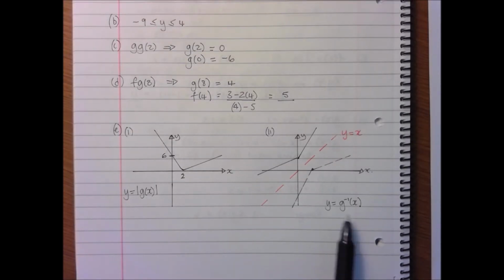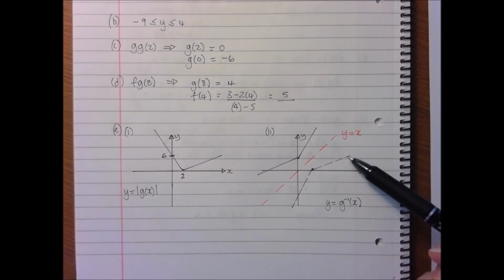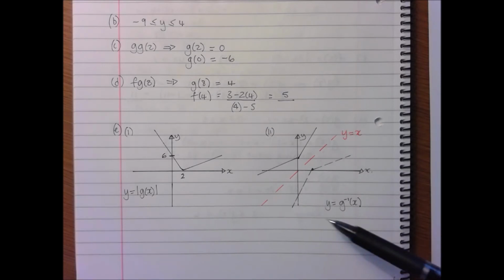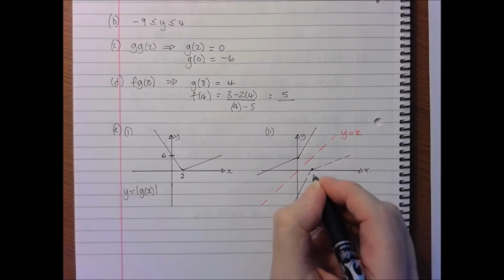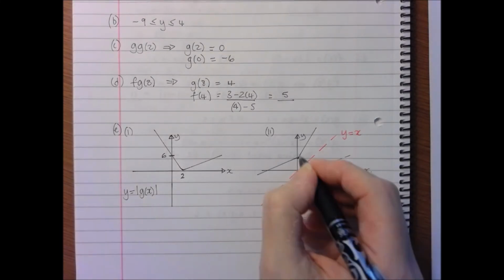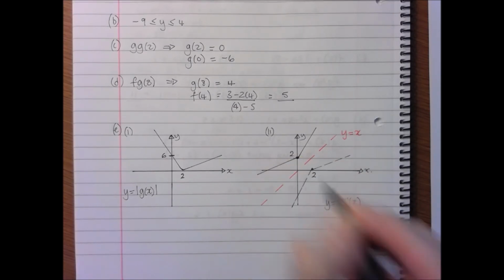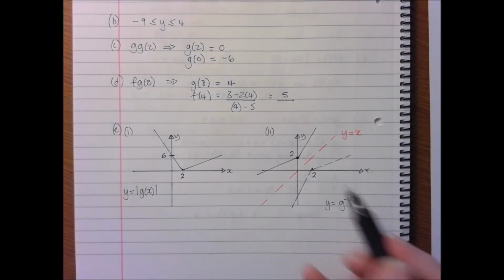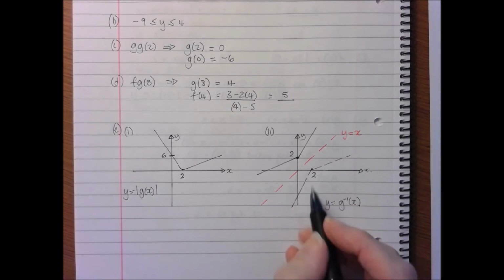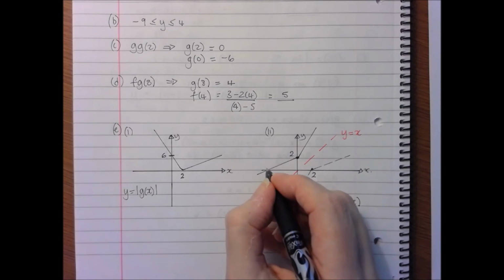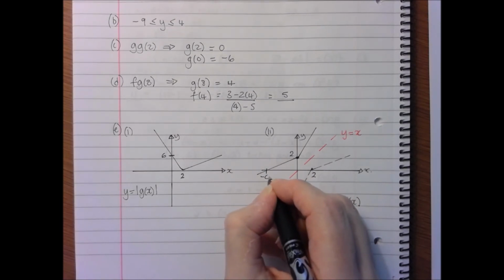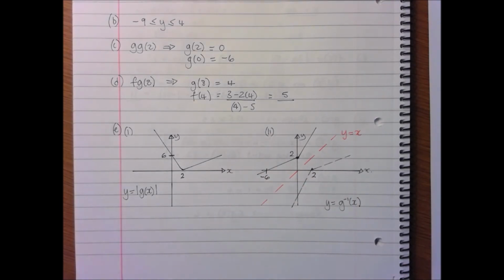Part 2 then wants you to sketch the inverse function of g of x. So if this is my original function here, you need to remember that the inverse function is a reflection in the line y equals x. So if this point here on the x-axis was at 2, this point on the y-axis is now at 2. This crossed the y-axis at minus 6, the original graph, so the new graph crosses the x-axis at minus 6.